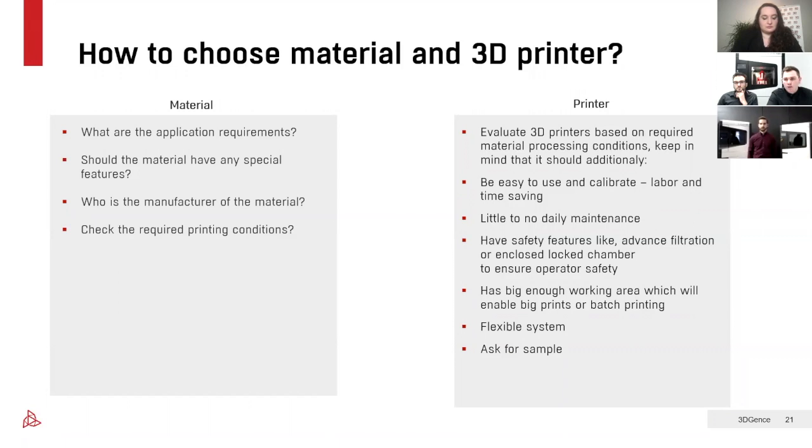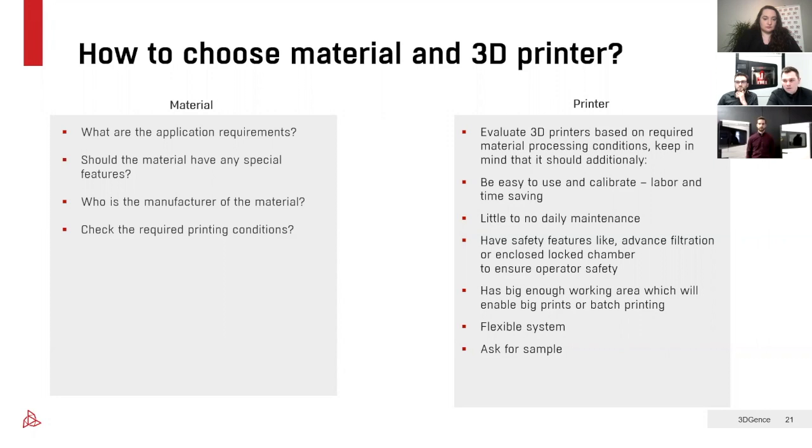The next one is what we also mentioned. Are there any special features? By special features, we mean do I need an extra stiffness of the material? So I need carbon fibers. Do I need a flame retardancy from the material? Should it dissipate electric charges? These are also very important questions that you should ask at the beginning of your process when you are still choosing the material that you will use.